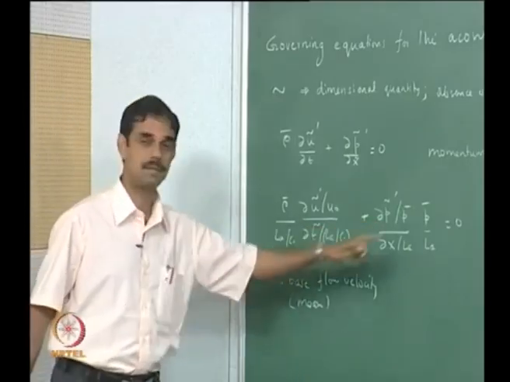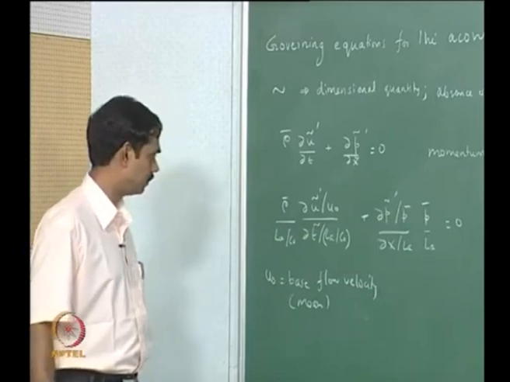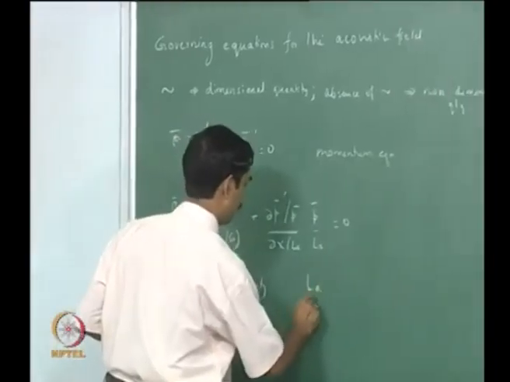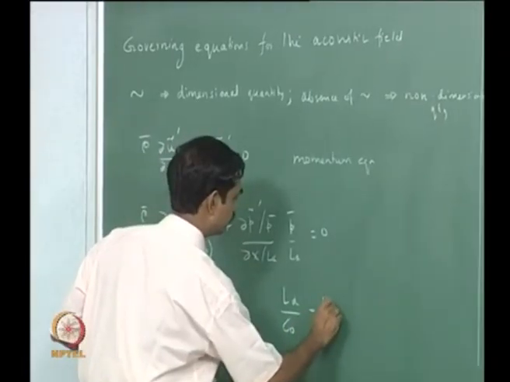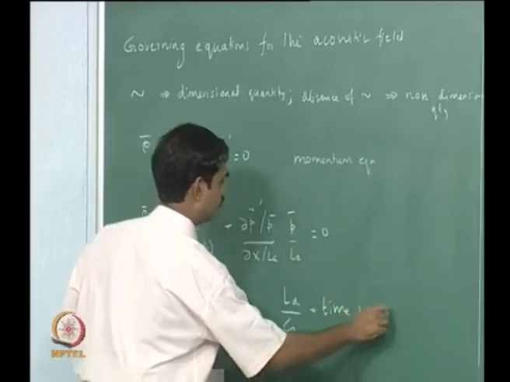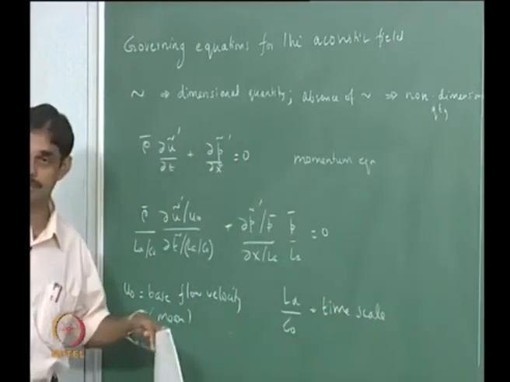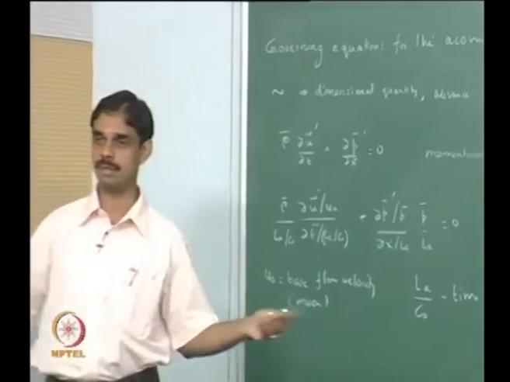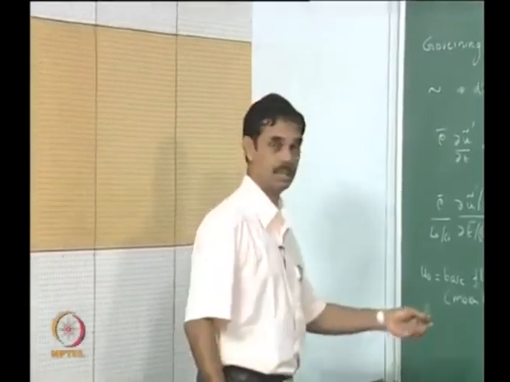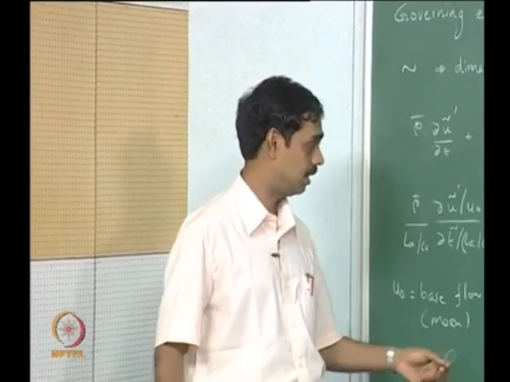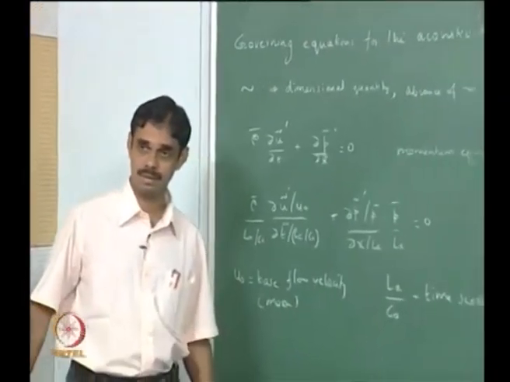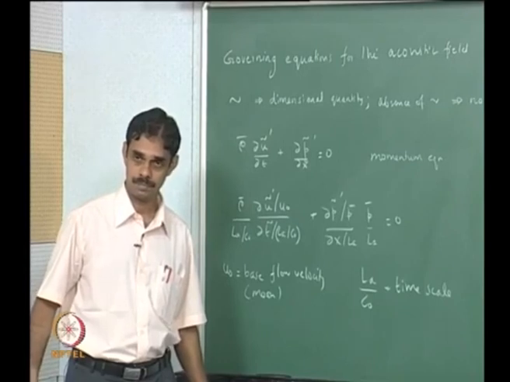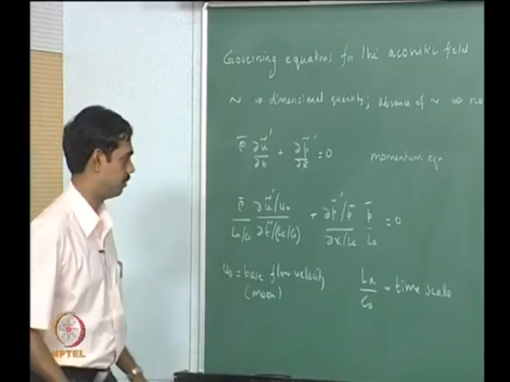You non-dimensionalize pressure with the atmospheric pressure, and L_A by c naught is a time scale. L_A is the length of the acoustic zone, and c naught is the speed of sound; we pretend that it is constant, which is why the subscript c naught. And what does this time scale denote? It is the travel time of the sound wave through the duct.